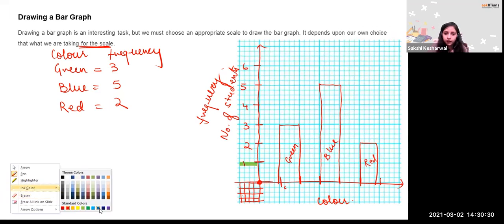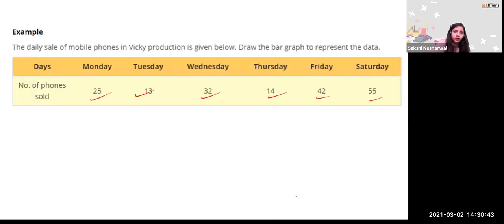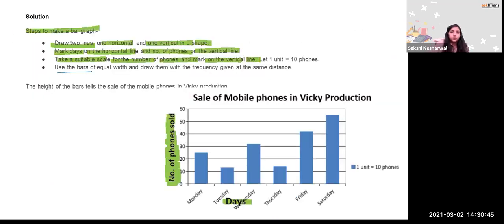So this can be 10, this can be 20, this can be 30, this can be 40, this can be 50, right? So one unit, this is one big unit. This is called one unit, right? Now, coming to this, use bars of equal width and draw them the frequency of the given scale, right?